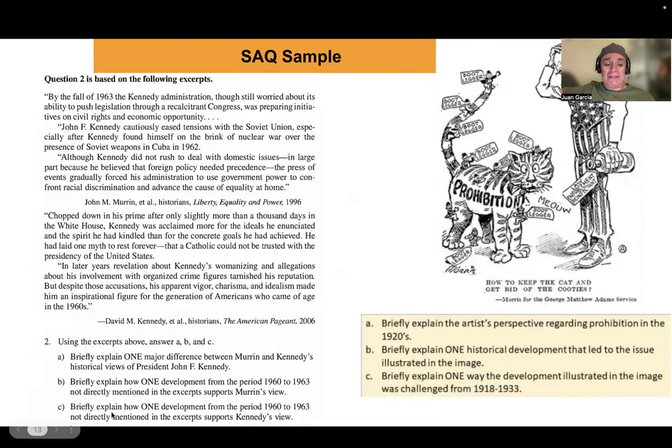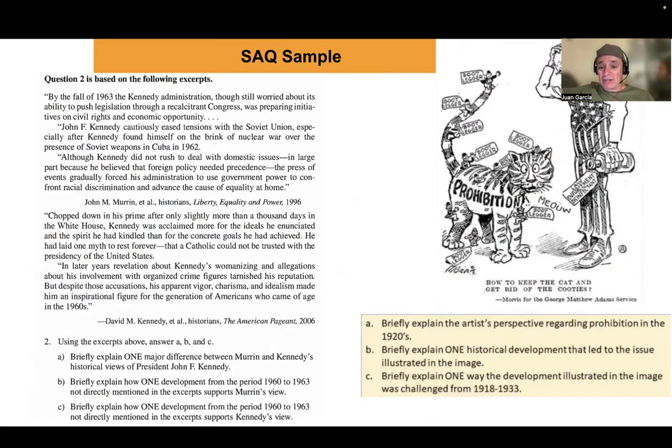Okay, and then briefly explain how one development from the period 1960 to 1963, not directly mentioned in the excerpt, supports Kennedy's view. Stay within the time periods that they're asking you for. So that's why it's very important to study APUSH. So this is an example of how question one is going to look in your AP exam. And this is an example of how question two is going to look.